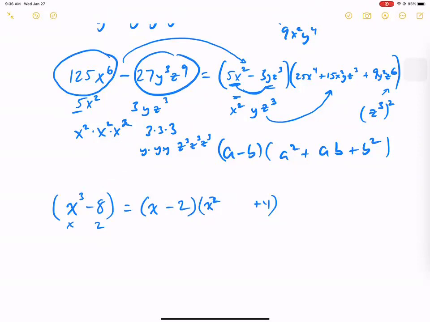And the middle term is just combining these two. Combine those together, that's going to be a plus 2x.